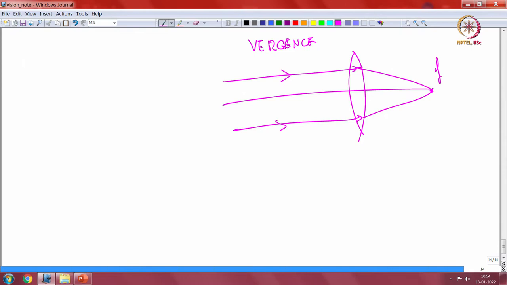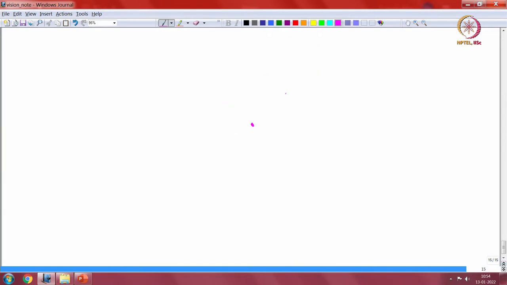So when it is at infinity, how do you ensure that something which is very close by gets fixed to the focal point? How do I represent that? I need two eyes actually. So that happens when you converge both your eyes.